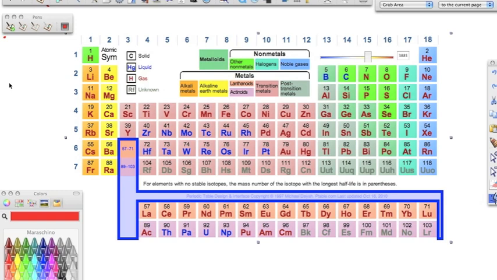Okay, moving on to number 13. Number 13 says for elements in group 1, 2, and 18, the increase in atomic number for successive elements follows a pattern of 8, 8, 18, 18. So we look here and we see that between helium and neon, it's 8 protons. From neon to argon, it's 8 protons. From argon to krypton, it's 18. Krypton to xenon, is 18. And then from xenon to radon is 30.